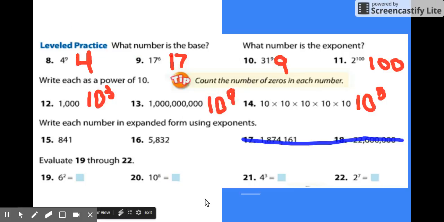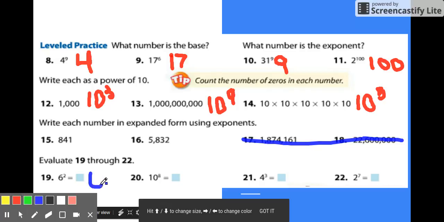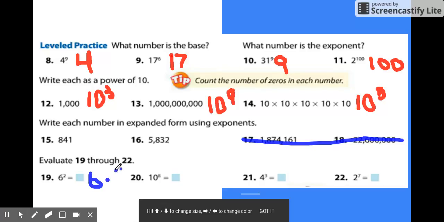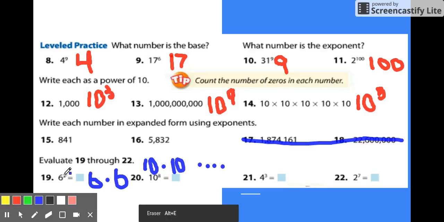Okay. So on numbers 19 through 22, you have to evaluate it. So 6 to the power of 2 means that you have to take 6 times 6, which would give you 36. 10 to the 8th power means you have to multiply 10 times itself 8 times. So 10 times 10, and write that out 8 times. And then you have to keep multiplying it. 4 to the 3rd would be 4 times 4 times 4. And then 2 to the 7th would be 2 times 2 times 2 times 2 times 2 times 2 times 2.